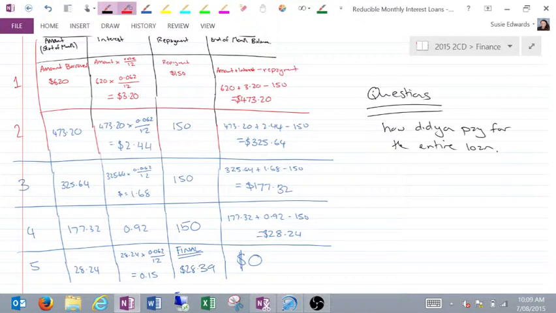4. So we go 4 times 150. The reason why we don't just add them up is sometimes there could be like 62 months and you don't see them all. So you need to know how many months there were. 4 times 150 plus how much? 28.39. Which is?